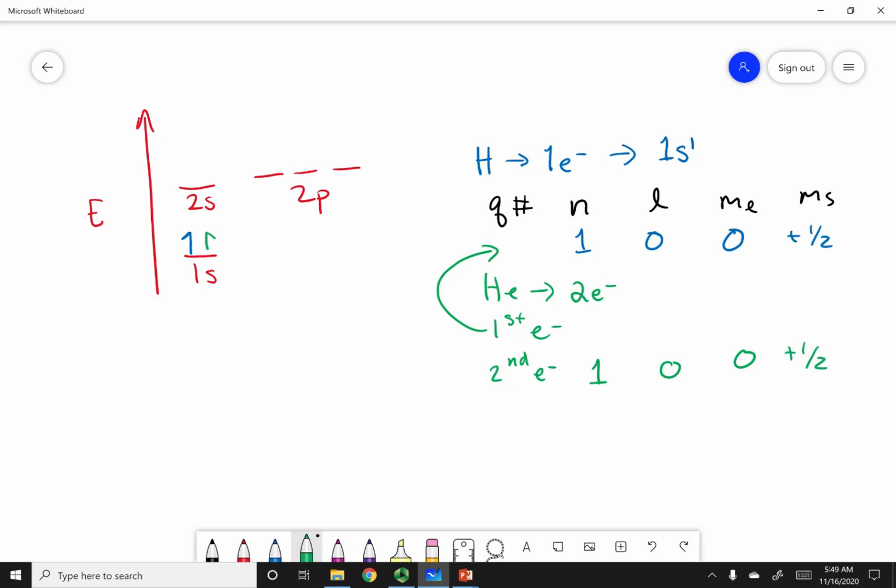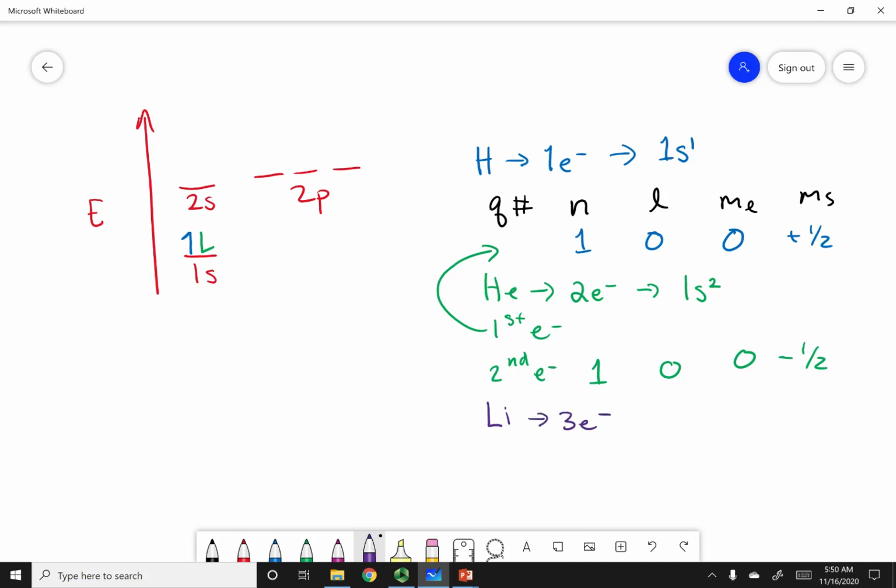Remember, to have a unique electron, I have to have a difference in one of the 4 quantum numbers. So instead, I'm going to draw that second electron spin down. All my quantum numbers are the same, except I'm going to have minus 1/2 for m sub s. So my electronic configuration for helium, I can write as the 1s orbital with 2 electrons in that 1s orbital. Now the next element I can do is lithium.